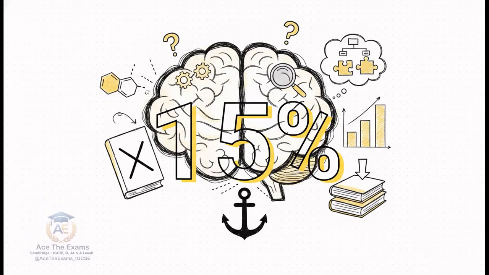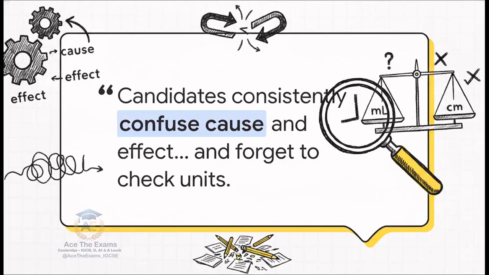Well, it's usually because they focus purely on memorizing those facts instead of figuring out how examiners actually test the application of those facts in the real exam. Just look at this direct quote straight from the principal examiner reports. It perfectly hits the nail on the head. It says, candidates consistently confuse cause and effect. And, get this, forget to check units and terminology. So they end up losing these grade-defining marks before they even flip the page. It's so frustrating to see, but today we're going to fix it for sure.